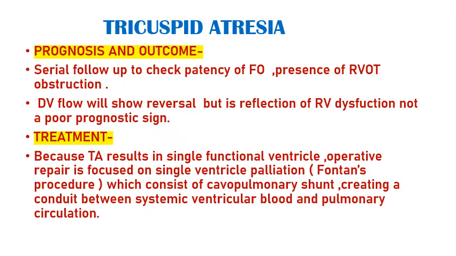In tricuspid atresia, prognosis and outcome: serial follow-up to check patency of foramen ovale should be done, and presence of RVOT obstruction should also be checked. DV flow reversal is a reflection of RV dysfunction, not a poor prognostic sign. In treatment, because tricuspid atresia results in a single functional ventricle, operative repair is focused on single ventricle palliation, that is Fontan's procedure, which consists of a cavopulmonary shunt, creating a conduit between systemic venous blood and pulmonary circulation.